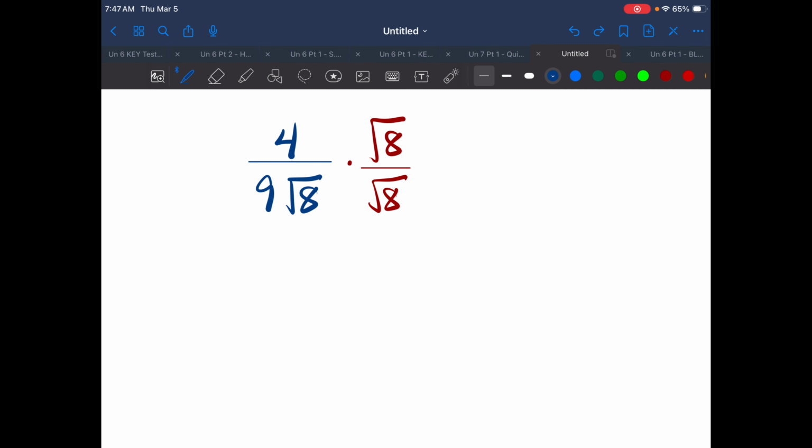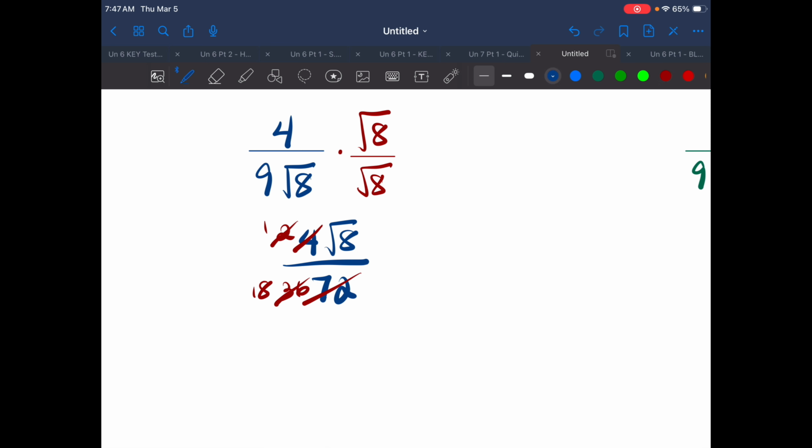Now, there are a bunch of steps here. So I'm going to get 4 radical 8 over 9 times 8, which is 72. I'm going to simplify first here. If you wanted, you could just keep dividing by 2. So I could cut that in half and get 2, half and get 36. But then I can keep going and get 1 and 18. So I now have radical 8 over 18, and many students will get to this point.